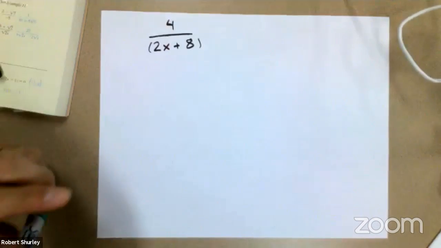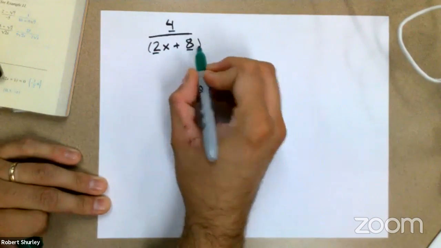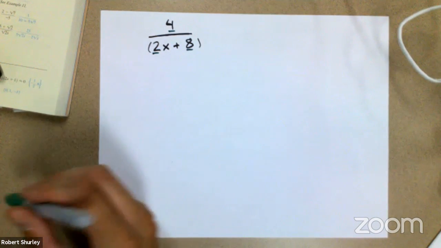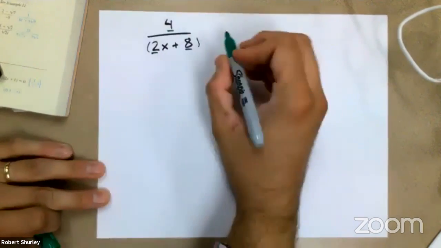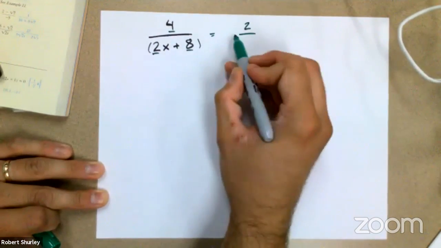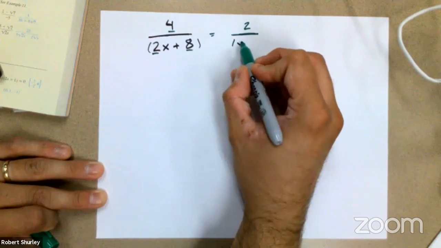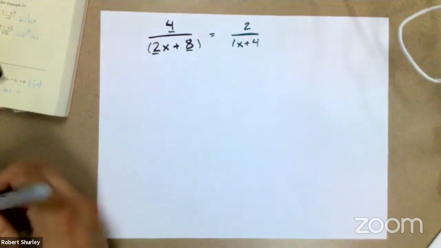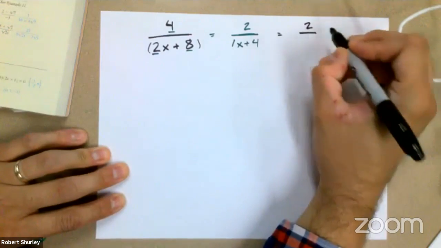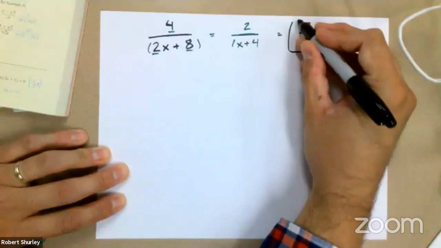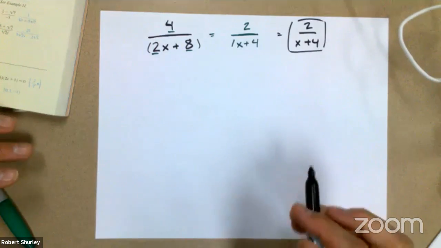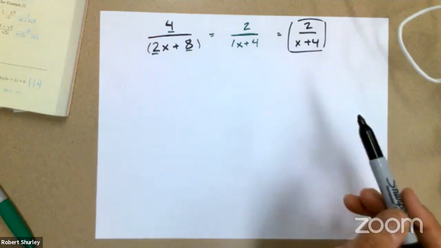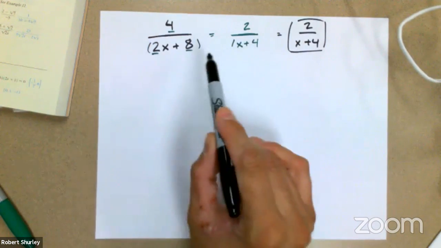And if we look at this fraction, we've got a 4, a 2, and an 8, right? 4, 2, and 8, and they're all divisible by 2, right? So we can divide all 3 of those parts by 2, and we wind up with 2 over 2 divided by 2 is 1. If you want to write the 1, that's fine. And then 8 divided by 2 is 4. So this winds up being 2 over x plus 4 when we simplify, okay? So the rule is the number or variable has to divide into everything.